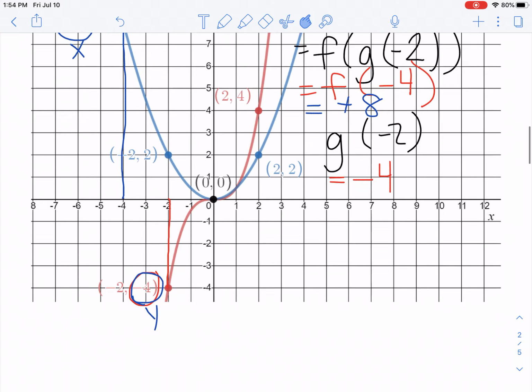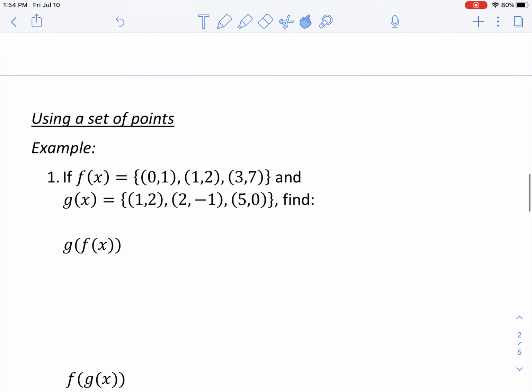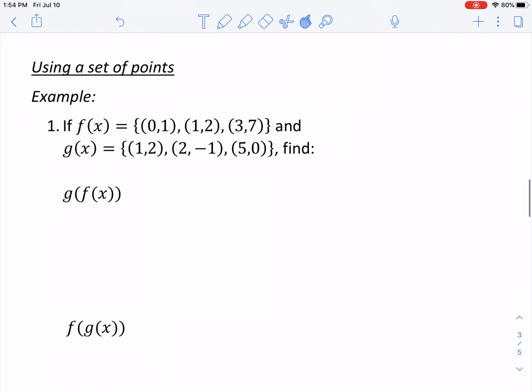Okay, so let's see what this would look like with a set of points. So g of f of x, or g of f at x is the other way we can write that, is going to equal, start with f at x. When x equals 0, y equals 1. So now we want to know what g at 1 is. And the 1 matches up here, so the final answer is 2.